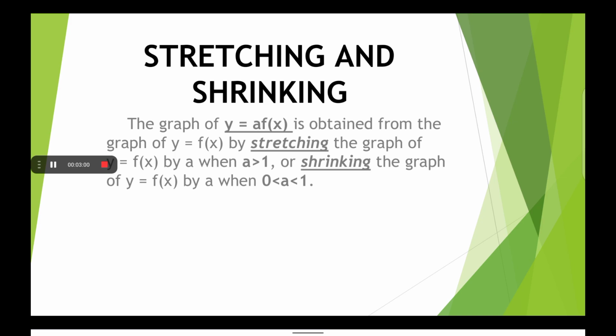Let's move to another topic, that is stretching and shrinking. In the previous video I explained the types of transformation, that is translation, reflection and dilation, right? Dilation comes under stretching and shrinking. It's nothing but, if there is a graph y equals a times f of x and the value of a is greater than 1, we need to stretch the graph. If the value is less than 1, we need to shrink the graph. Let's see one example related to stretching and shrinking.